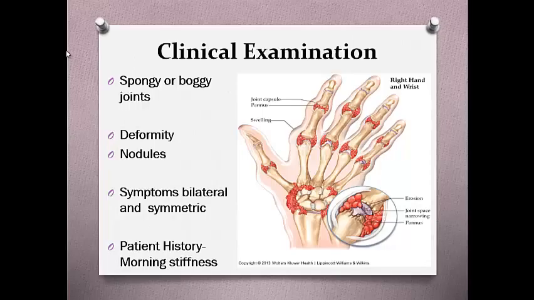There's two deformities that are associated with rheumatoid arthritis. One's called the swan neck, another one's called the boutonniere. The swan neck is the hyperextension of the proximal interphalangeal joints. I can show you a picture of that in class. And the boutonniere is the flexion of the proximal interphalangeal joints.